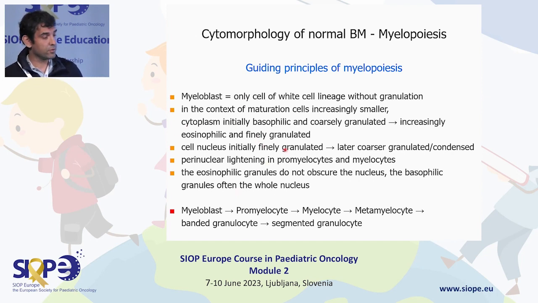With regard to the cell nucleus, it is initially, when the cells are young, finely granulated. Later, the nucleus becomes condensed. Very importantly, it can help you to diagnose the cells correctly: we have a perinuclear lightening only in the promyelocytes and the myelocytes. And with regard to eosinophilic cells and basophilic cells, a principle that may help you to differentiate between them is that the eosinophilic granules never obscure the nucleus, while within the basophilic cells, the granules often even obscure the whole nucleus. The nomenclature, I think, is known by everyone. I don't have to go through it.